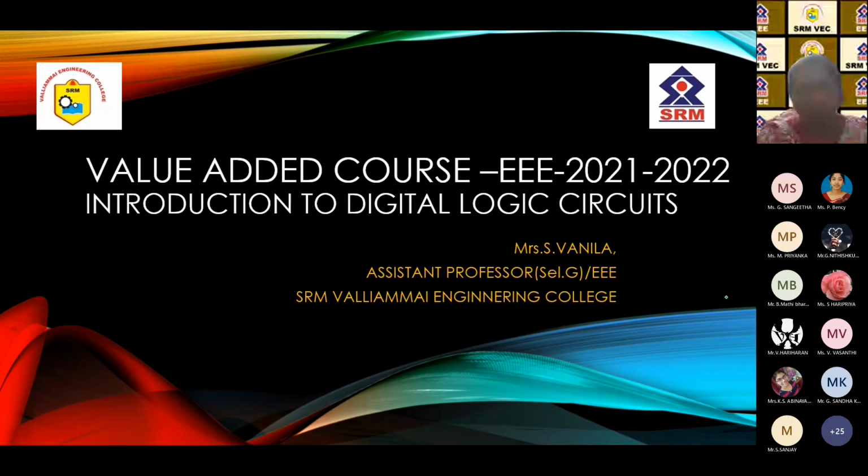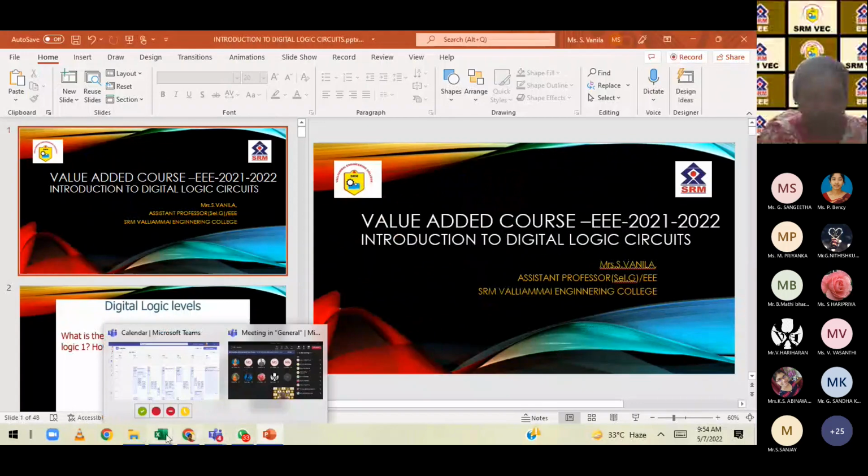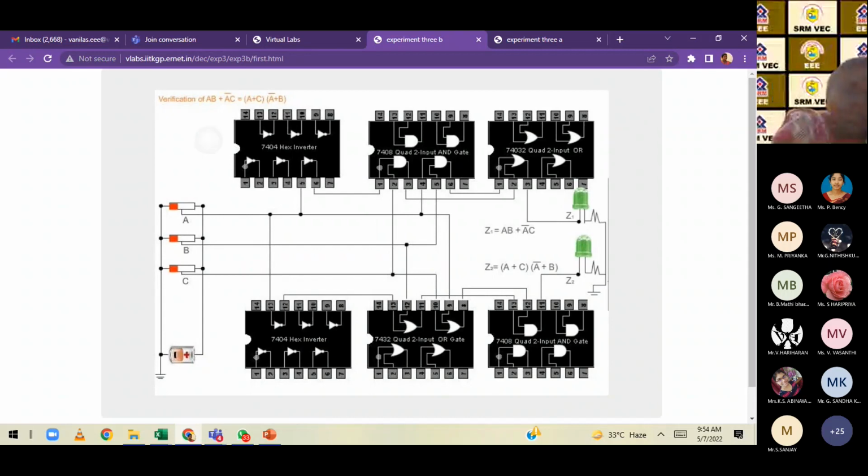Okay. Now we will go into this. So now, this is the implementation circuit for that. This one, AB plus A bar C, is taken as Z1, and A plus C and A bar plus B is taken for the Z2 side. There are Z1 and Z2 sides, so two LEDs are used.